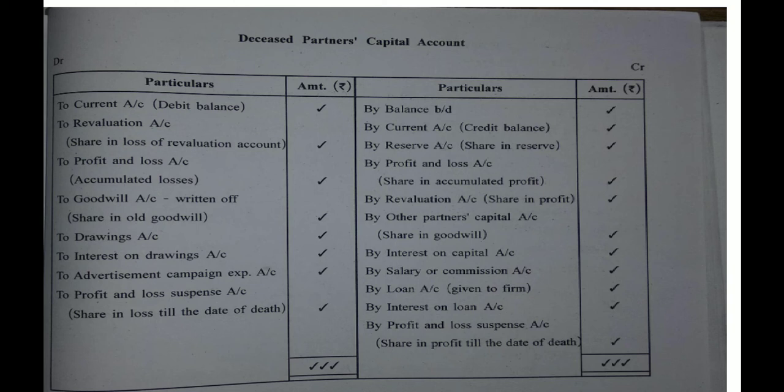Alright. Then to profit and loss account, this is accumulated loss. This is the loss that you write off in the old ratio. This is given in your question in the balance sheet on the asset side. Okay?